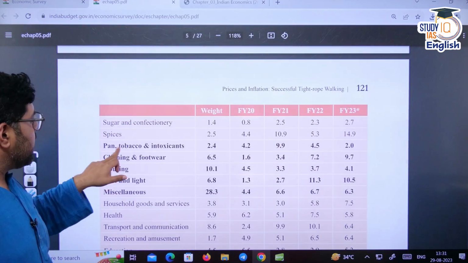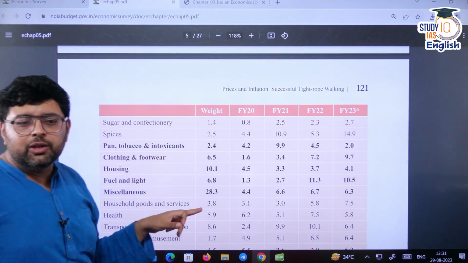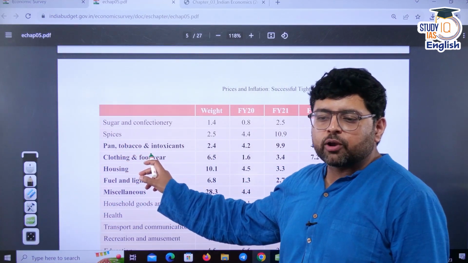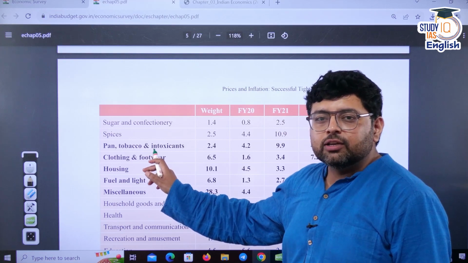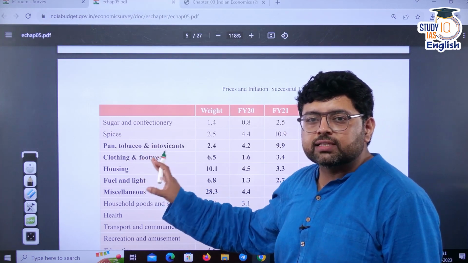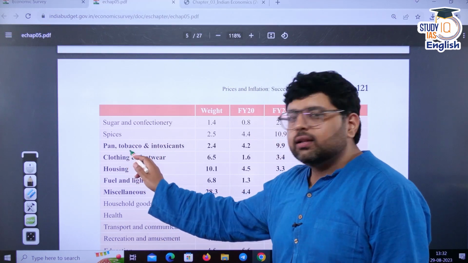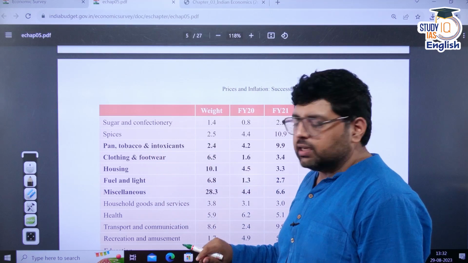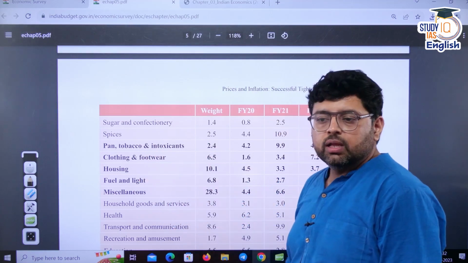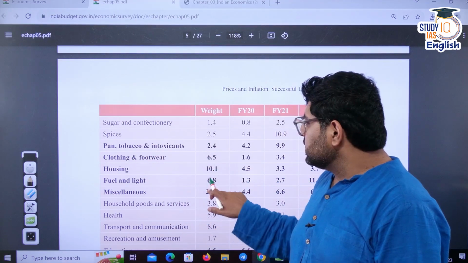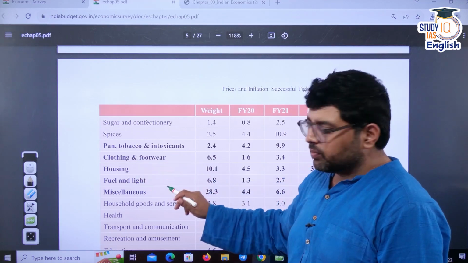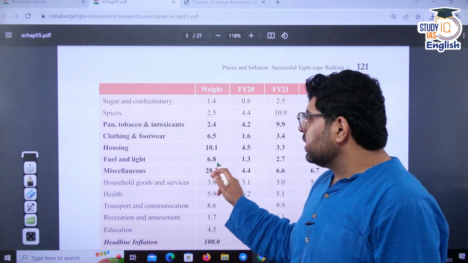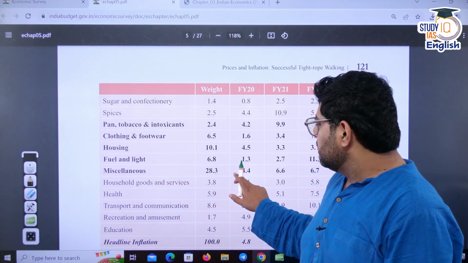Then it is pan, tobacco and intoxicants. So CPI gives importance to pan, tobacco and intoxicants also. It means your government itself under CPI recognizes that they are essential items. So 2.4% weightage has been given. Next is clothing and footwear, with 6.5% weightage. Housing 10.1%, fuel and light 6.8% and miscellaneous 28.3%.